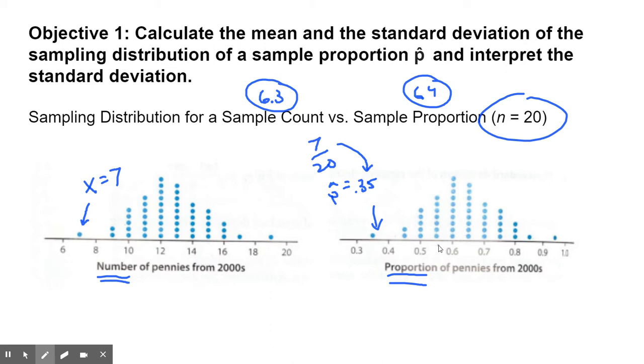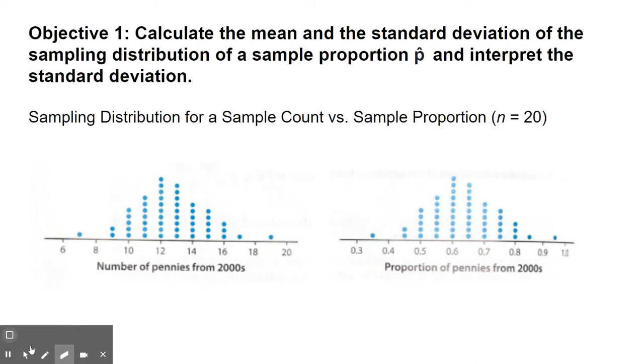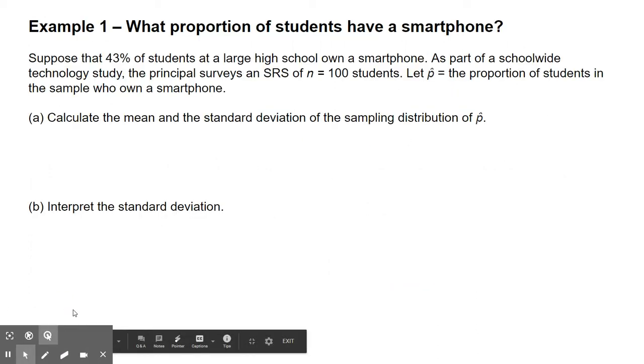That's the only difference. So the formula for standard deviation is a variation of the formula of the standard deviation from section 6.3, that whole square root thing. So be aware of that, okay? Essentially the same thing. All right, so let's do our first example here.